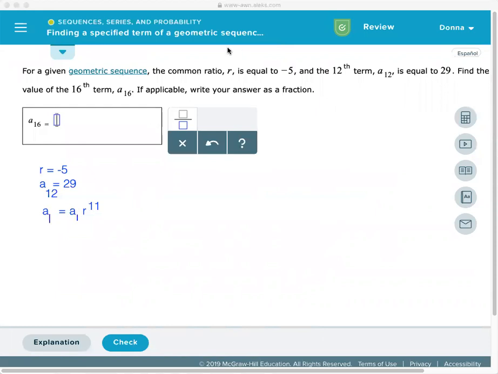And then we're going to replace A12 with its value. And we're also going to replace R with its value. And that will allow us to solve for A1. So let's plug in A12, which is 29. And that's going to equal A1 times -5 to the 11th power. And since it's negative, I want to make sure that I put that in parentheses.